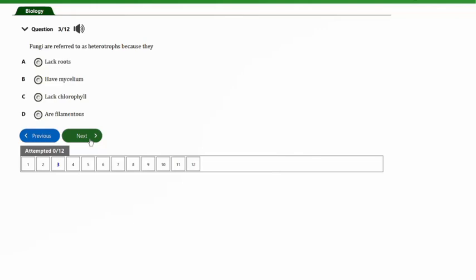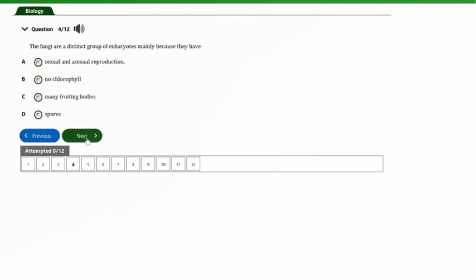They are not able to manufacture their own food. Remember, heterotrophs are organisms that cannot manufacture their food. So the fungi are not able to manufacture their food because they lack chlorophyll, which should help them photosynthesize. So their inability to photosynthesize makes them depend on already made food. Therefore, this is the correct answer. That's the option C. So let's look at the next question, guys.